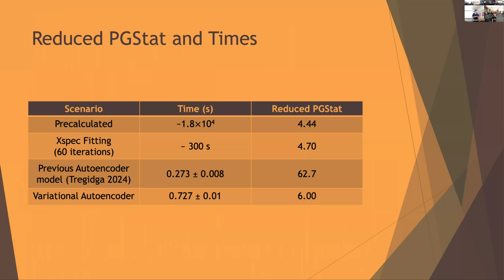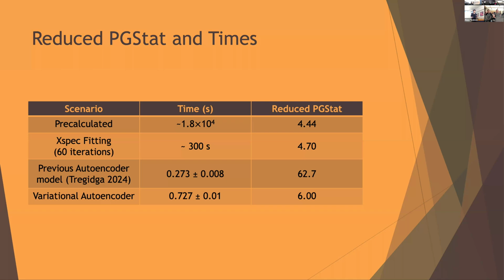The previous model used much less time, on the order of about 3 nanoseconds, much quicker, but it gave us a reduced PG stat of 62, which is very high. But then what the student did was use an extra 10 fitting iterations of XSPEC, and this got the reduced PG stat much lower to comparable values, about 4.76.